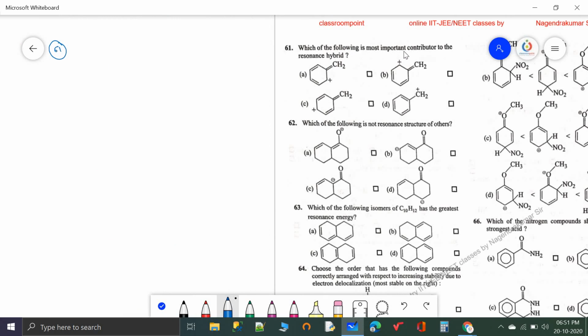Let us see question number 61. Which of the following is the most important contributor to the resonance hybrid? See, in this particular case the double bond is out of the ring. Here also the double bond is out of the ring. Here also. These structures do not contribute towards the resonance hybrid, because in a resonance hybrid the pi bonds must be within the ring. So option D is correct.